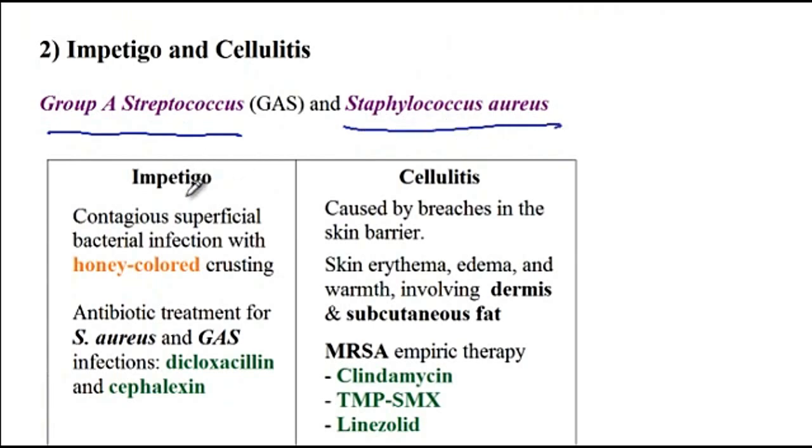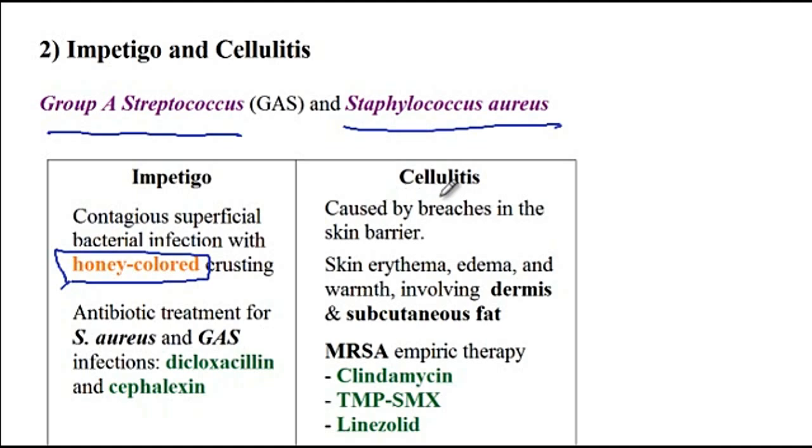Staphylococcus aureus. And so with impetigo, one important feature is that there would be honey-colored crusted lesions. And so for the treatment of these patients, you should consider antibiotic treatments that are directed at Staphylococcus aureus as well as group A streptococcus. And so these antibiotics include dicloxacillin as well as cephalexin.